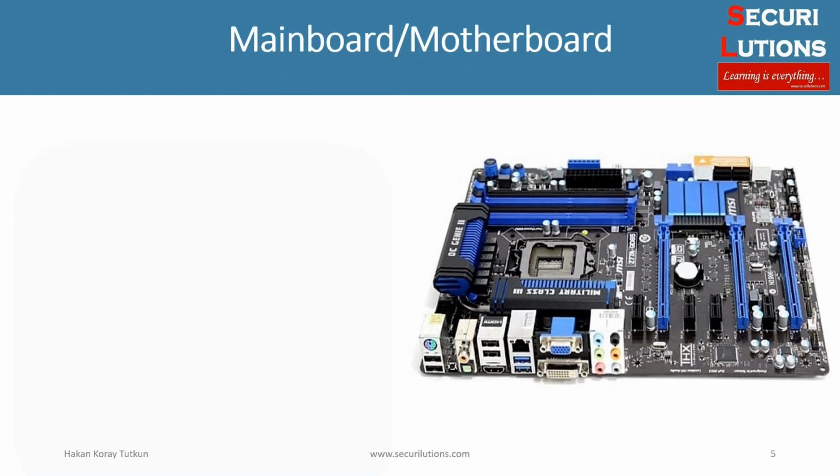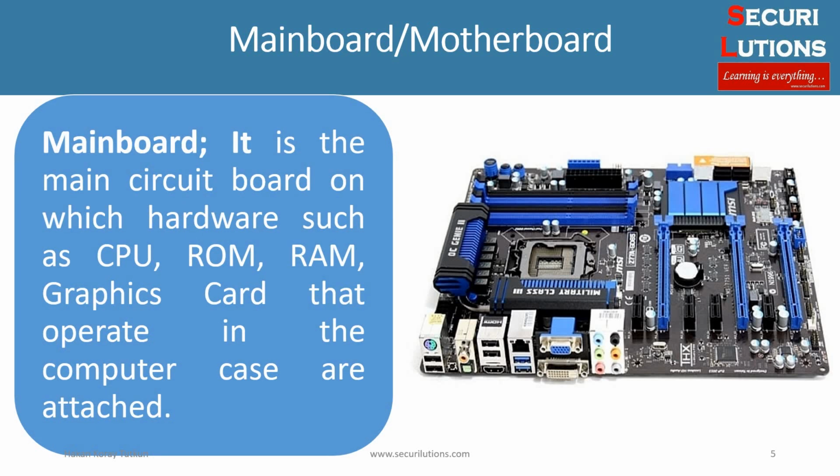The mainboard or motherboard ensures that all the hardware connected to the computer case works together properly and interacts with each other. The mainboard is the main circuit board on which the elements such as CPU, ROM, RAM, and graphics card that operate in the computer case are attached. All these cards to be connected in the computer case are connected to interfaces of the motherboard called slots. The motherboard runs the system clock with the battery on it, and all the installed cards work in harmony with each other. The motherboard provides this connection with other hardware by using a fixed software called BIOS.